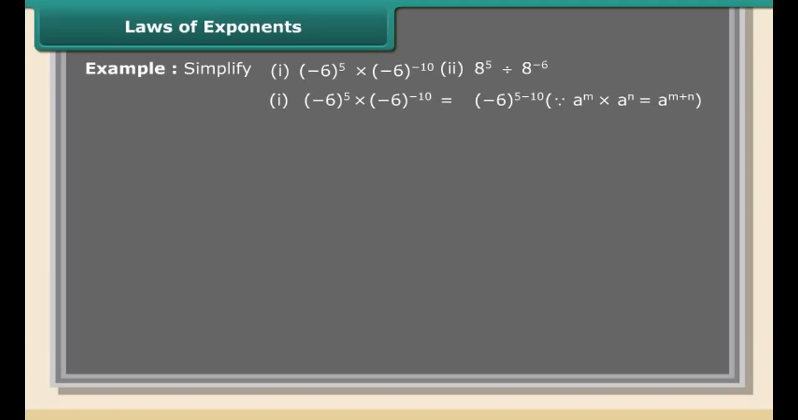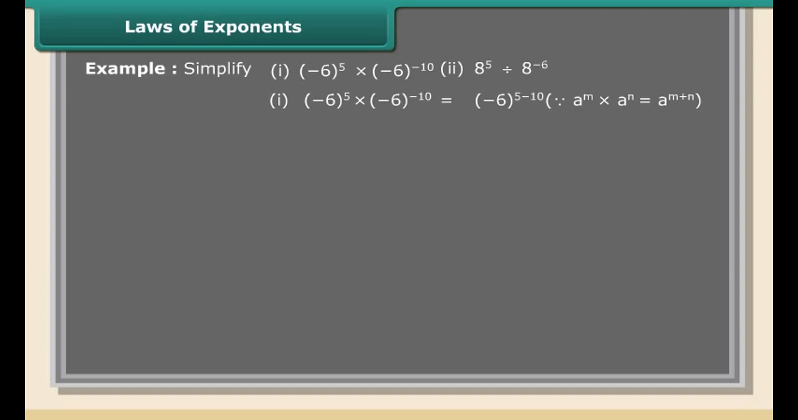Example. Evaluate (2/5)^3. Solution. (2/5)^3 is equal to 2^3 upon 5^3, which equals 8 upon 125.